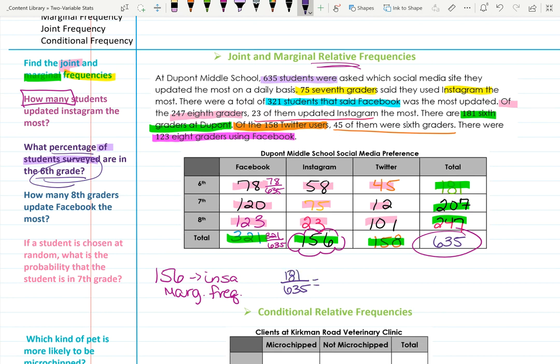Now it is asking for percentage, so we do need to convert our probability. So 181 divided by 635. I'm going to go ahead and round to the nearest hundredth, so I get 0.285. So I'm going to round to 0.29. So about 29% of the students surveyed are in the 6th grade.